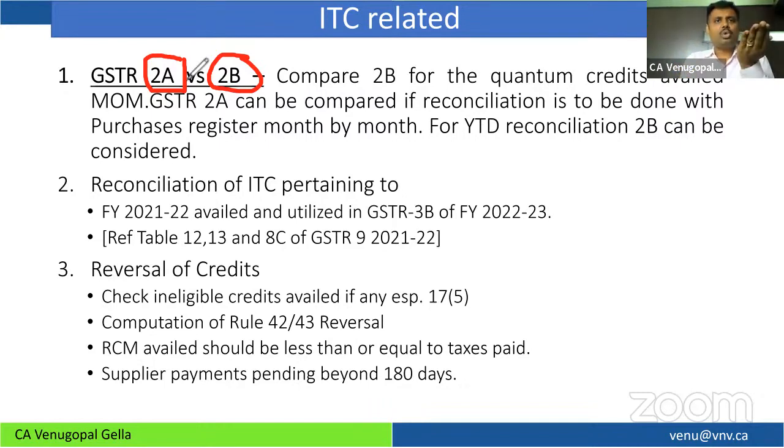In another month, 2A will be lower and 2B will be higher. So there would be a difference between the balances. At one point, both would be matching. This is the first reconciliation that you have to do.